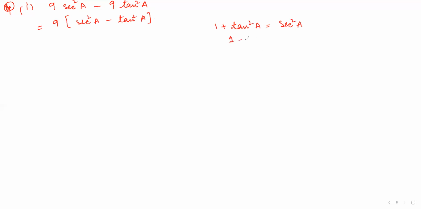So first part is this, 9 sec square A minus 9 tan square A. Okay, so we will find the value. So you can take 9 common, right? So that is sec square A minus tan square A. Now there's an identity, you know, that 1 plus tan square A is equal to sec square A, correct? So that means 1 is equal to sec square A minus tan square A.